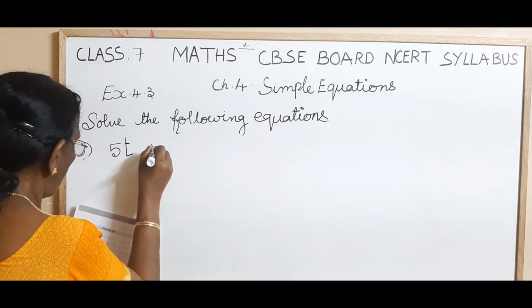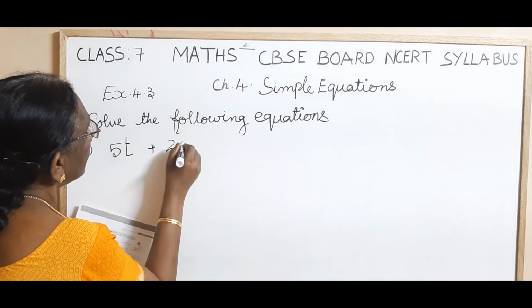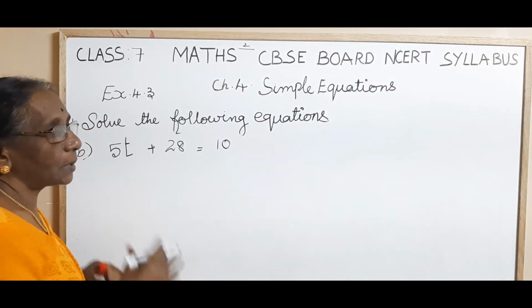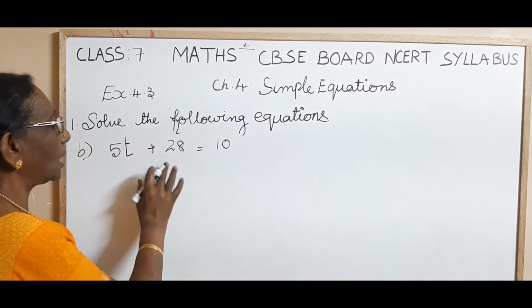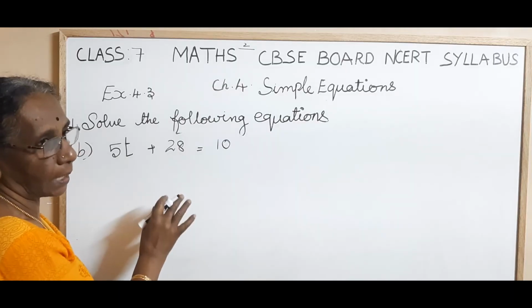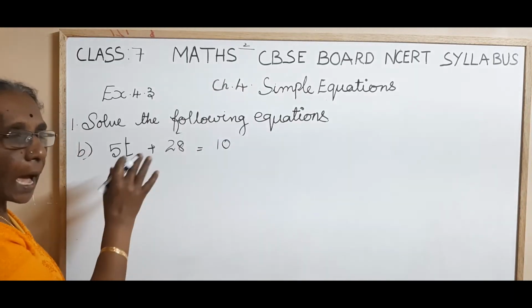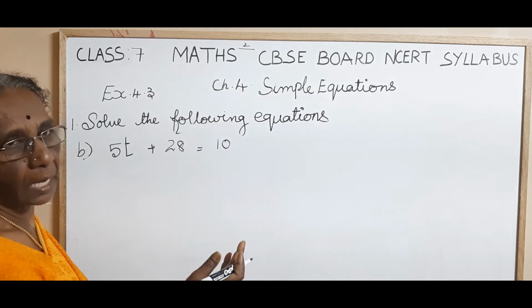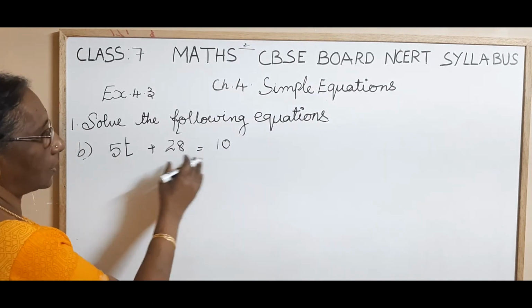5t plus 28 is equal to 10. The same thing. Okay. So first we have to eliminate the addition, that is 28. So for that what will you do? Here it is addition, so we will do subtraction, isn't it? Subtract 28 from both sides.